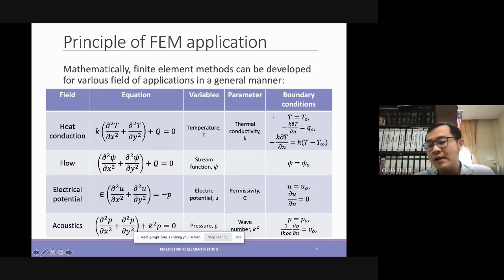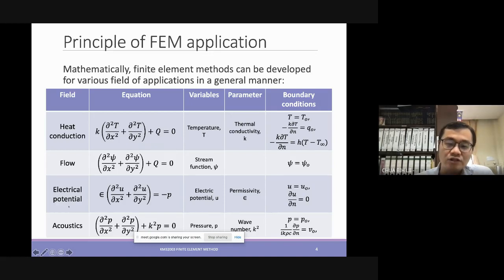So basically very similar. Same thing for the flow, we have similar streamline equations, and the variable is the stream function. Then also we have the Q. This one is the heat input, and this one is the so-called flow input, the force in the flow. You can also set the initial stream functions.